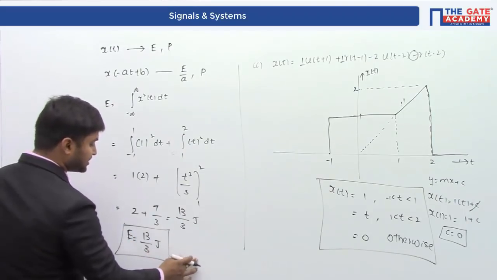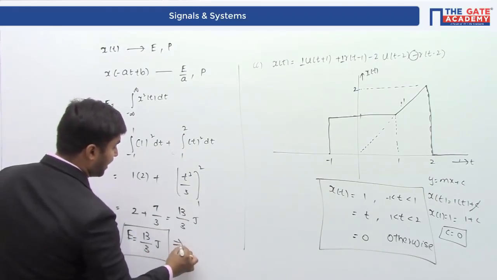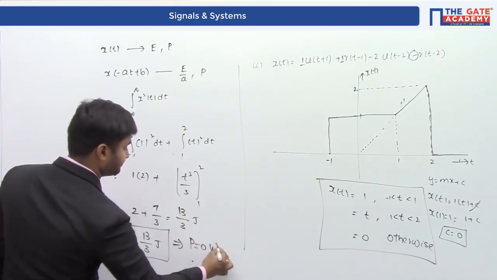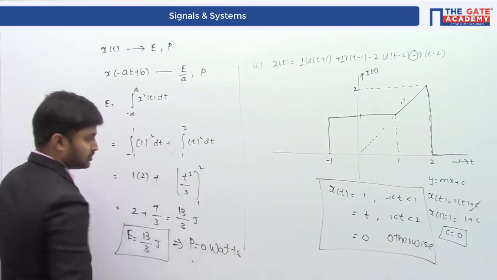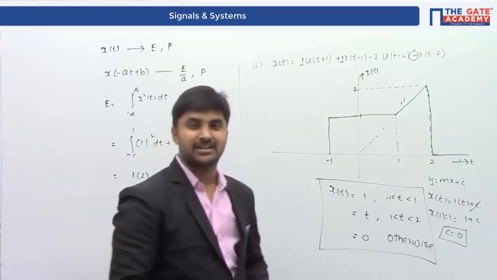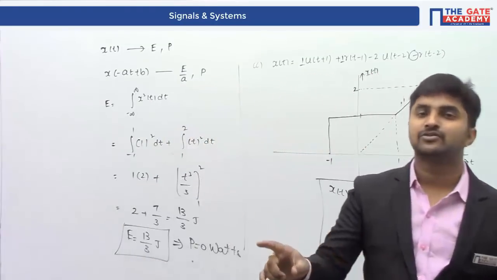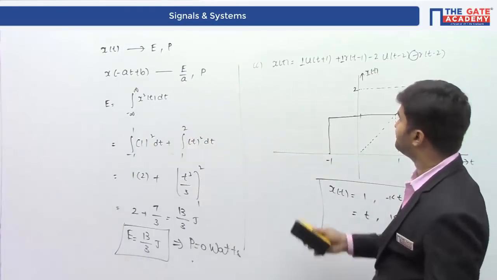So if the energy is going to be 13 by 3, the power is going to be 0 watts. You have to keep in mind that whenever the energy value is finite, the power value is always going to be equal to 0.